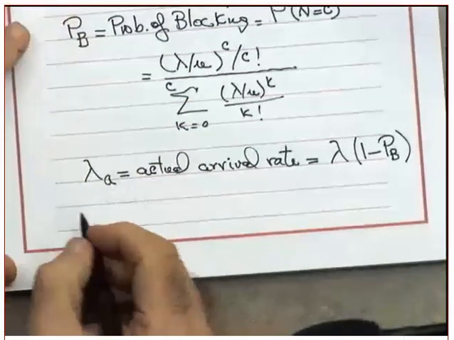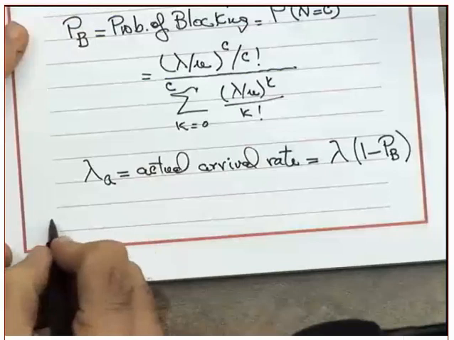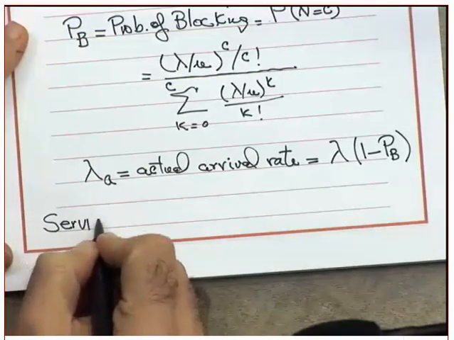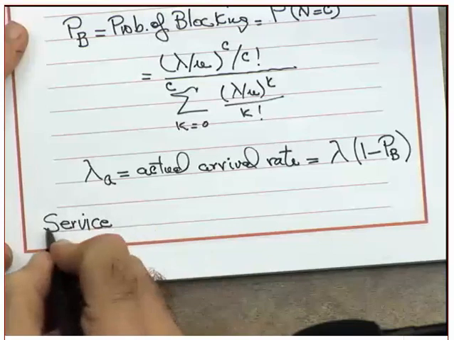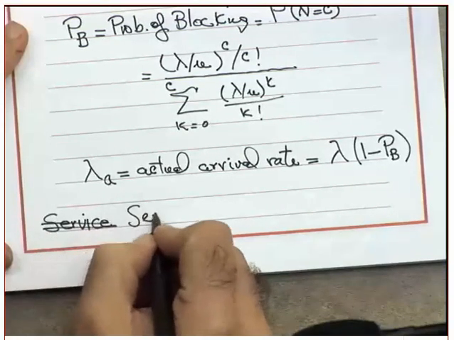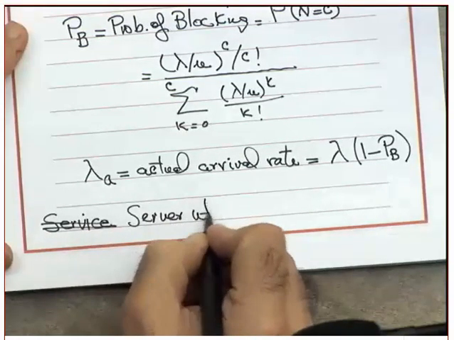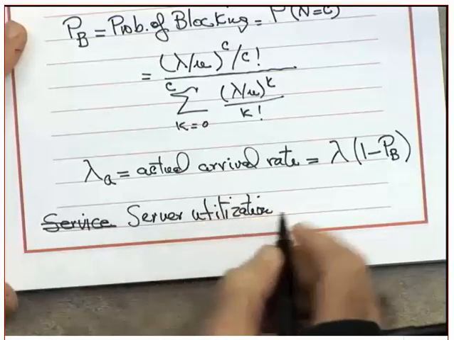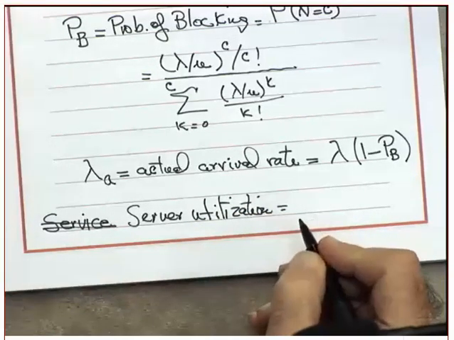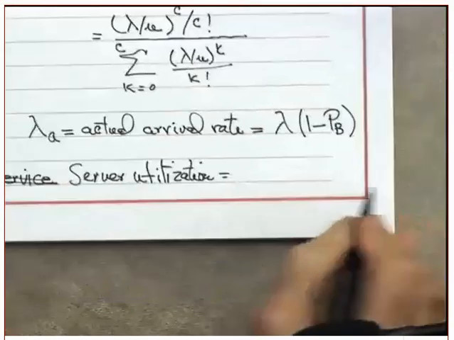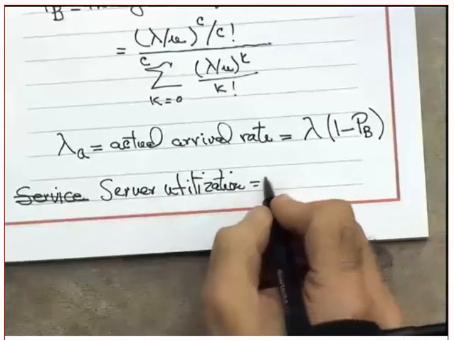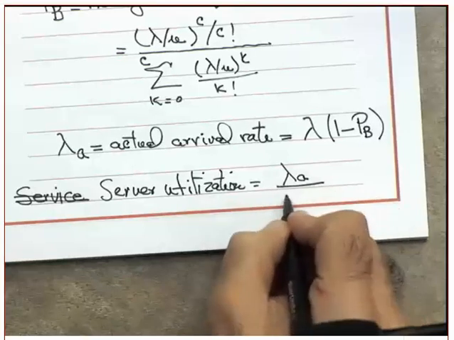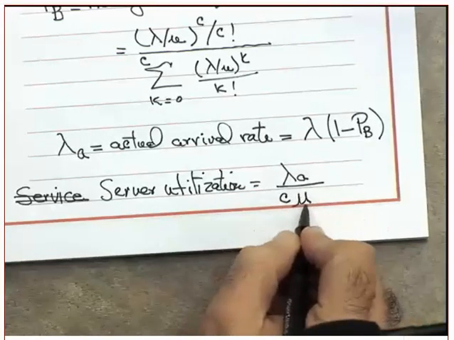Now, we made a mistake at the end of the last session, so please correct it. It was the server utilization. This is the mistake we made, and the gentleman corrected me at the end of the class after you left. So please correct this. What was it? It was lambda A over C mu. I think I just wrote mu.